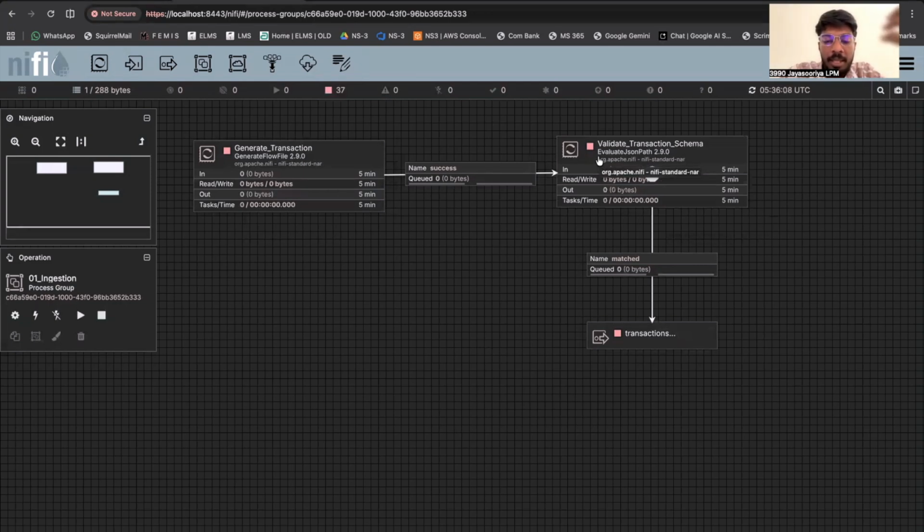It extracts the mandatory fields using JSONPath into flow file attributes, and failed validation is routed to a failure relationship, ultimately to the error directory. This guarantees every downstream processor is operating on a known, complete schema.